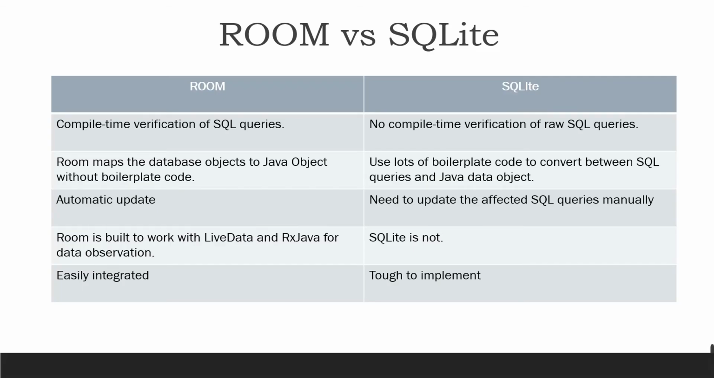Difference between Room and SQLite database. Room performs compile-time verification of SQL queries, whereas SQLite won't. Room works without boilerplate code and makes it easy to convert database objects to Java objects, whereas SQLite needs a lot of boilerplate. With SQLite you need to update the affected SQL queries manually, whereas Room updates automatically. Room is built to work with LiveData and RxJava for data observation, whereas SQLite is not. Room is easily integrated, while SQLite is tough to implement.